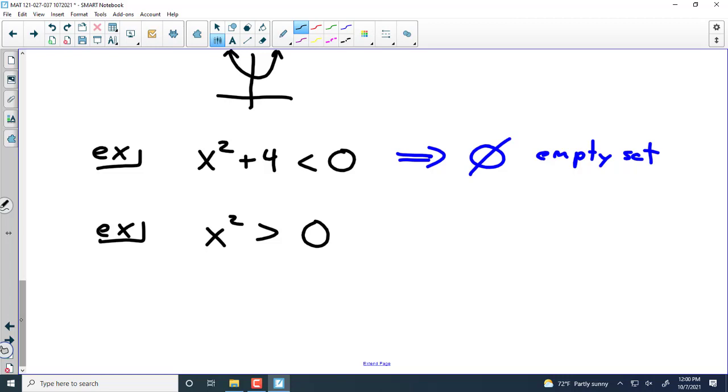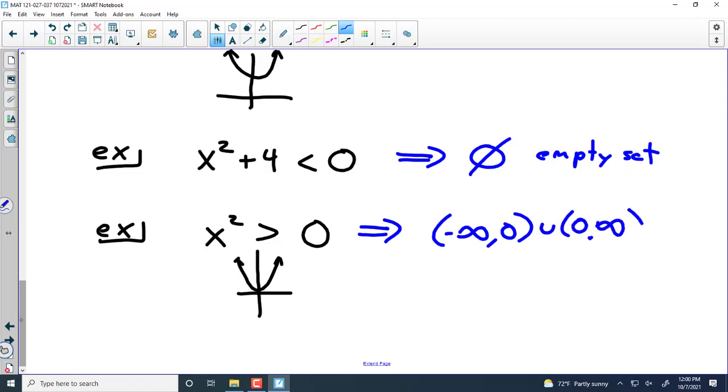When is x squared above the x-axis? Always? Except 0. Shoot. If this is greater than, we are not allowed to include that point where it's actually touching. So the answer would be negative infinity to 0, 0 to infinity. Got to be careful. That's why I do it, so you can be careful later. Okay.